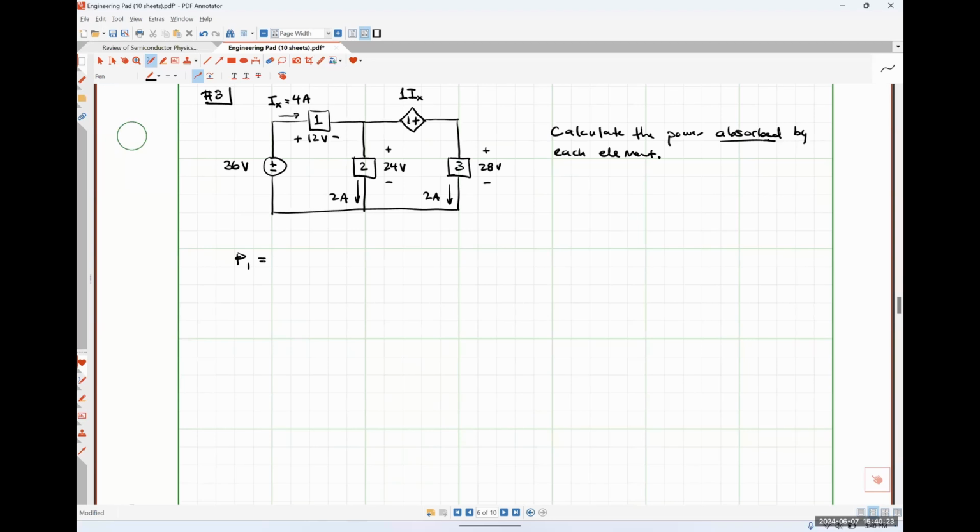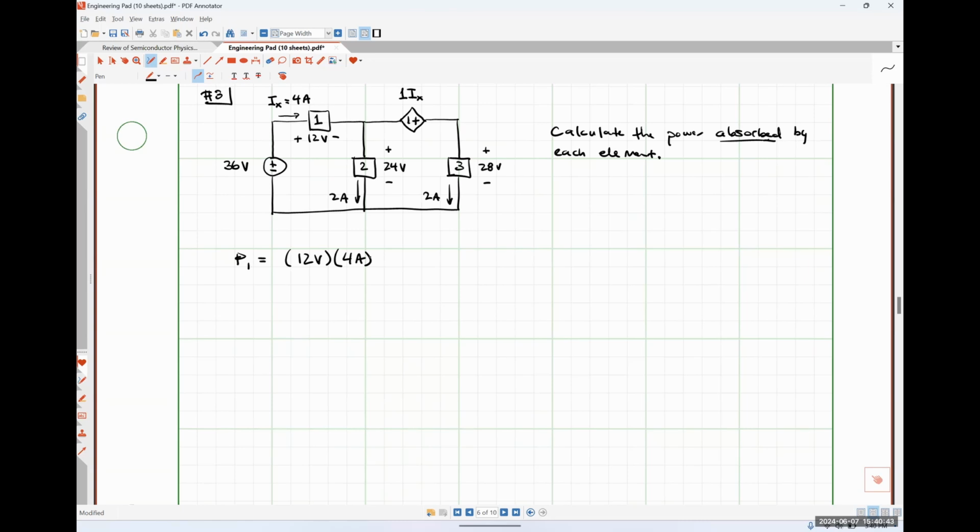12 volts. What's the current flowing through element 1? 4 amps. I don't know if that would be a positive or negative thing, so we're going to sort that out here in a second. Okay, so voltage is 12 volts.